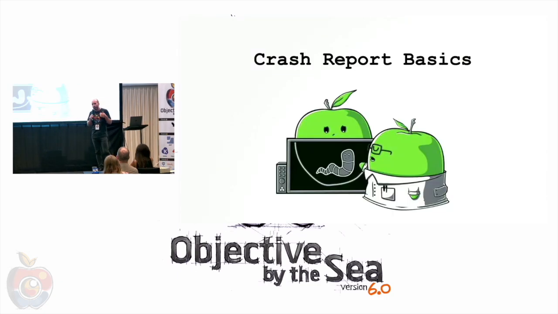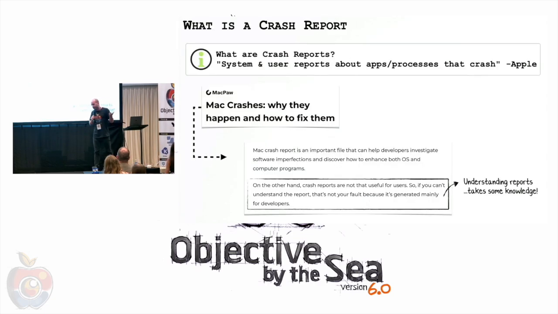So now let's look at some crash report basics. First, what are crash reports? Well, as their name implies, and as Apple says, they're basically reports about applications or processes that crash. The idea is when something on your system crashes, a crash report is generated. Now, MacPaw has a good article giving some basic introductions to it. But the main takeaway is that these crash reports are designed for developers to read. So the average user who looks at this is going to be a little confused. What we're going to do is walk through and show that the information in there, if we understand it, can be very useful to us.